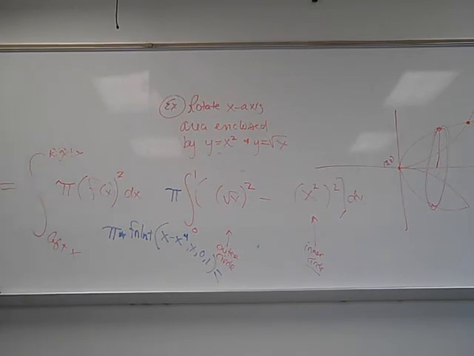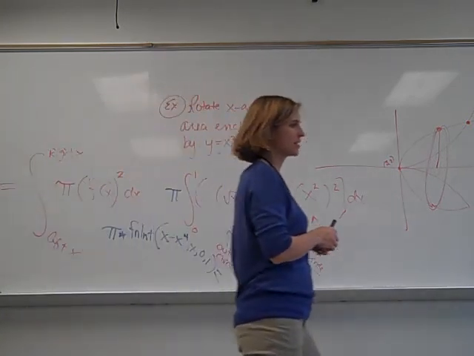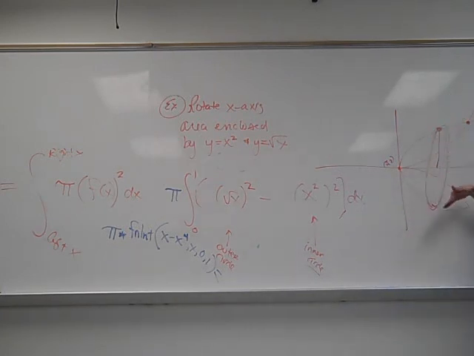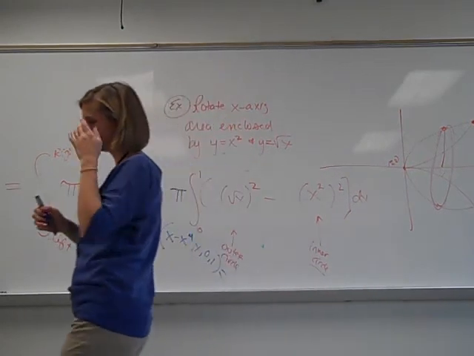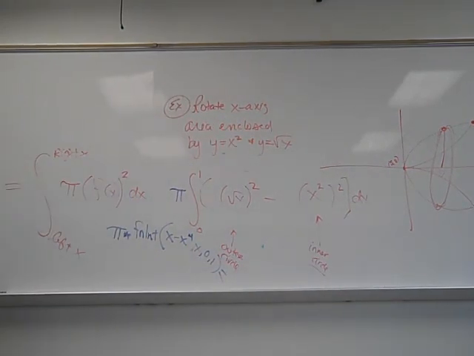This is called the washer method. If you ever are looking in a book, this would be integration by washers, because when you rotate this, what does it look like? You have washers, because you don't have full circles. You've got the middle taken out of the circle, so they call it the washer method. 0.3. I didn't even do the answer.